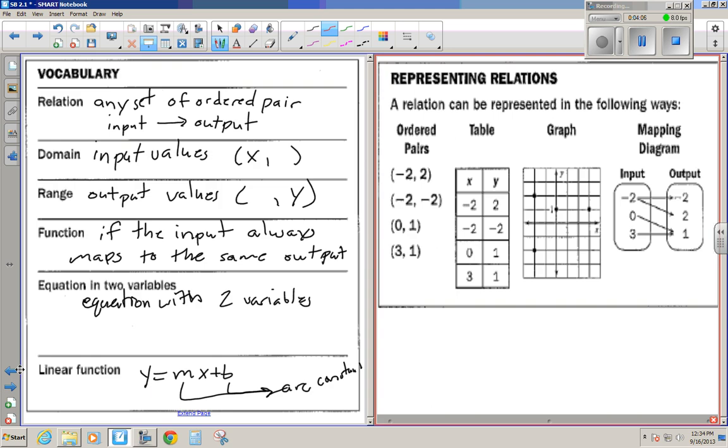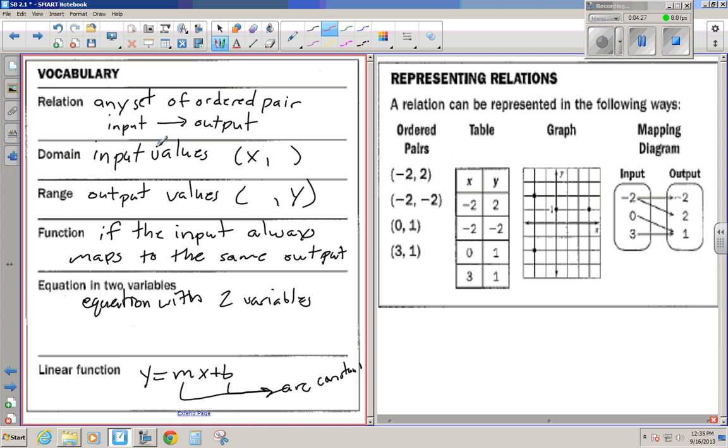All right, let's check this out now. So, representing relations. A relation can be represented in the following ways. Ordered pairs. Those ordered pairs can be rewritten into a table: -2, 2, -2, -2, 0, 1, and 3, 1. They can be shown as a graph and as a mapping diagram.